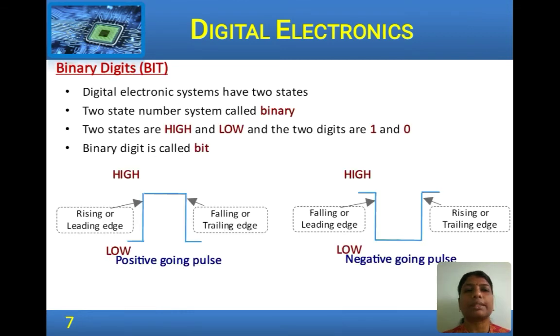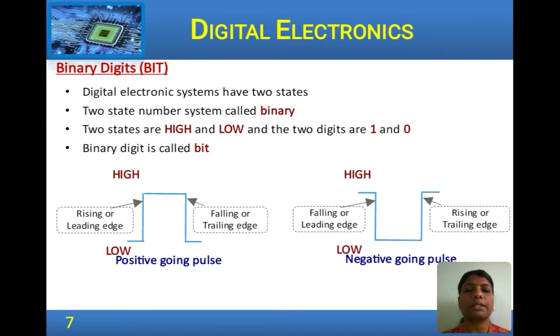The digital systems have a two-state number system called the binary number system, and the two states that are possible are high and low, represented by logic 1 and logic 0, and each binary digit is called a bit. So, bit 1, bit 0. The two diagrams show a positive going pulse and a negative going pulse. So, in the positive going pulse, the pulse goes to the high level, remains there for a certain duration and then comes back to a low level. So, it is a positive pulse.